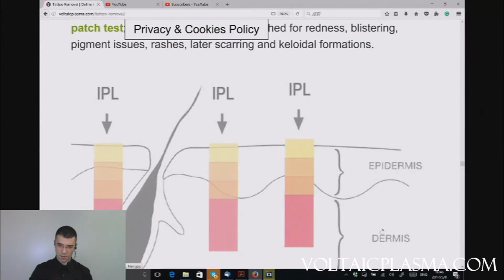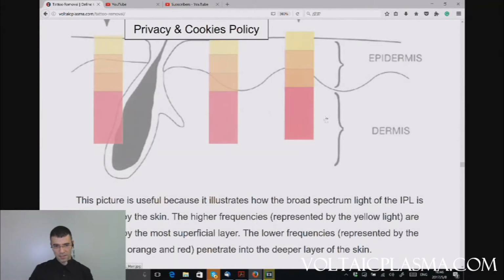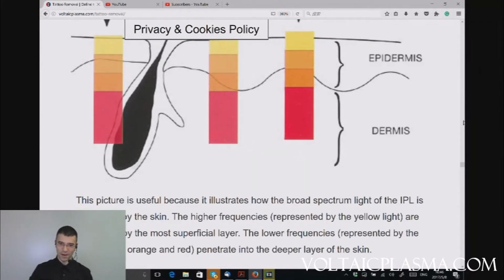And this is another picture showing IPL and what wavelengths penetrate inside the inner part of the skin where the pigments are located, and where the pigments are located, also the bulb of the hair is located as well. So if you want to remove both, you may as well try IPL.